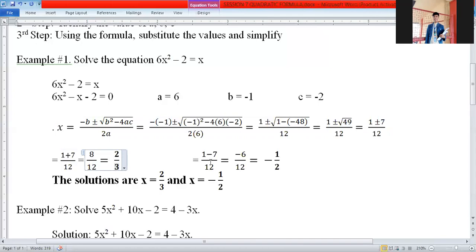And the x sub 2 is 1 minus 7 over 12. 1 minus 7 is equal to negative 6 over 12 or negative 1 half. Hence, the solution or the roots of the equation 6x squared minus 2 is equal to x are x is equal to 2/3 and x is equal to negative 1/2. So that is our example number 1.